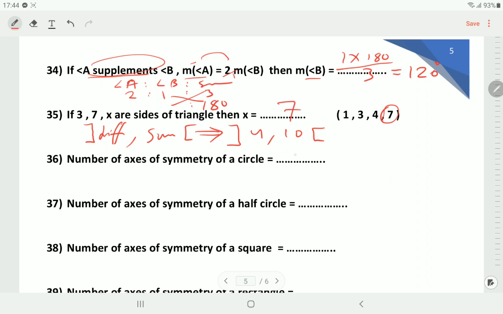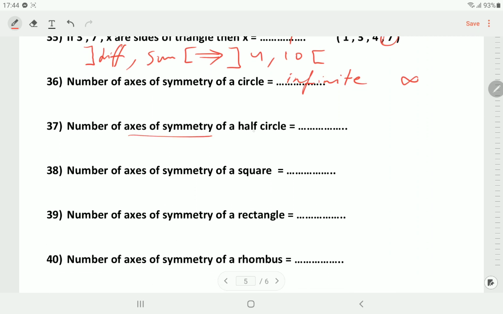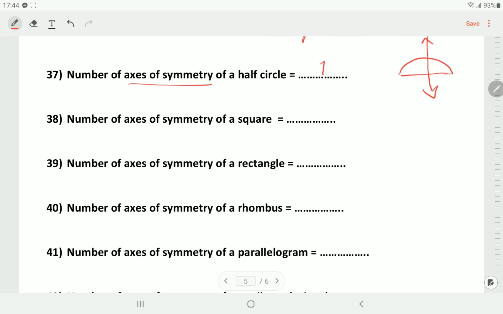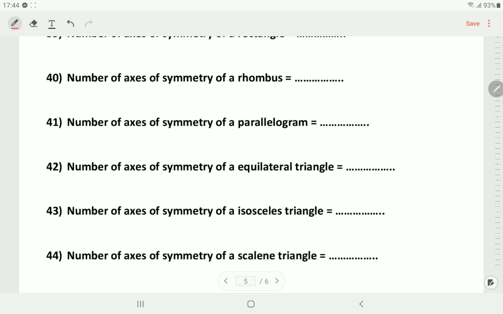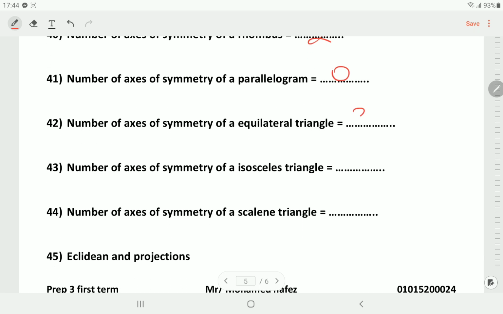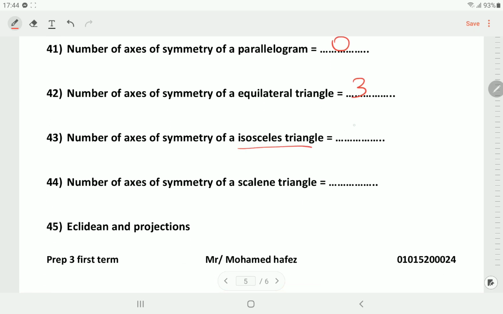Number of axes of symmetry of a circle: infinity. Number of axes of symmetry of a half circle: just one. We can divide it into two identical parts this way, only one axis of symmetry. A square has 4. A rectangle has only 2. What about a rhombus? Only 2. A parallelogram? 0. An equilateral triangle has 3. An isosceles triangle has only 1. A scalene triangle has 0.